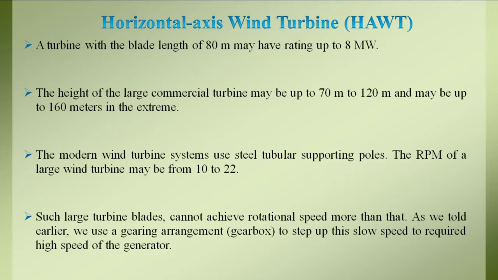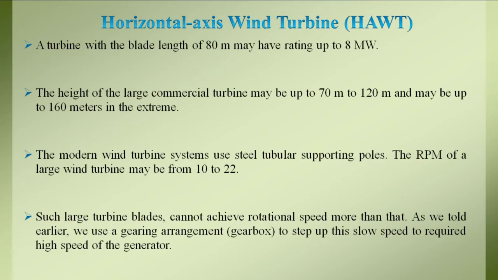Basically, with the increase in height, we can capture a higher wind speed to rotate the rotor of the turbine. According to the height, there is a variation in the wind speed, and because of that, with the increase in height, we can capture more power. But when we increase the height of the horizontal axis wind turbine, we also have to consider the economic parameters of construction. Modern wind turbine systems use tubular steel supporting poles. The RPM of a large wind turbine may vary up to 10 to 22 revolutions per minute.